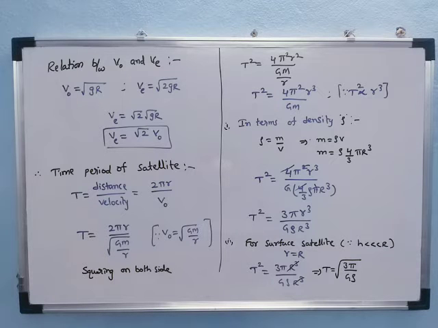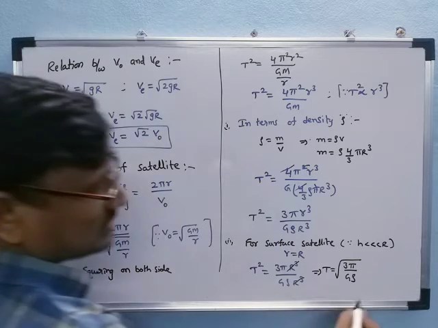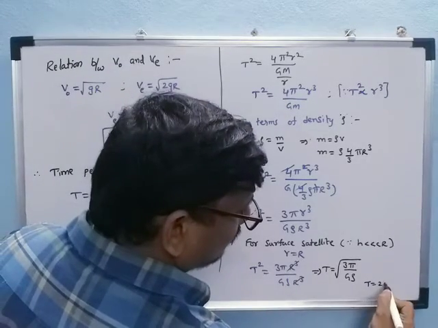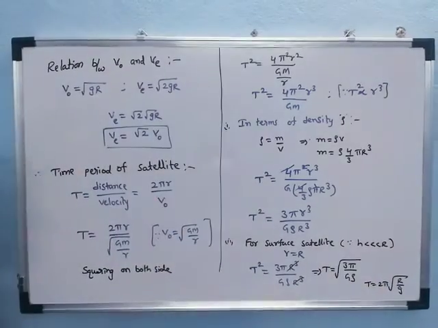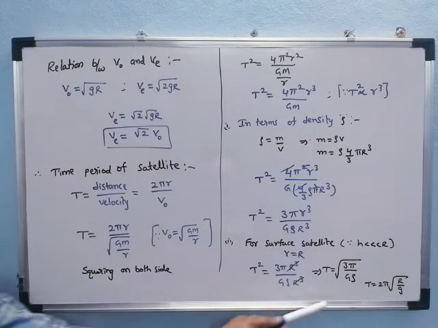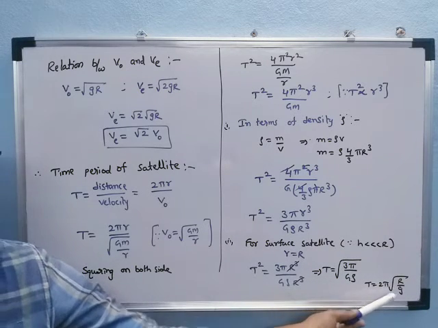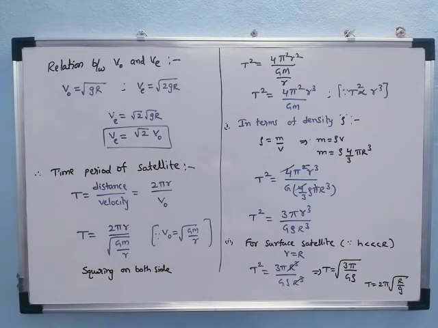We also know the formula for the time period: T is equal to 2 pi into under root of R by G. We can substitute the G value and the rho value, and finally we get the time period T is equal to 2 pi into under root of R by G.